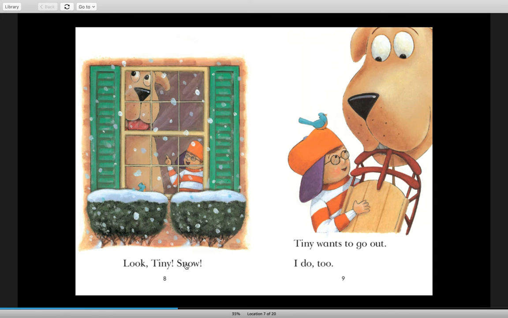Look, Tiny, snow. See, we can see the snow falling.